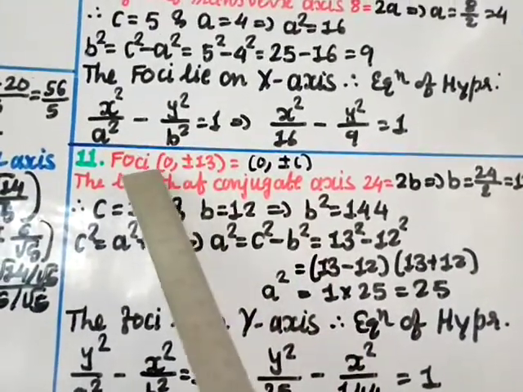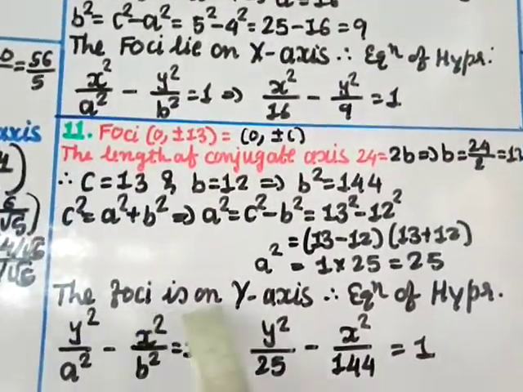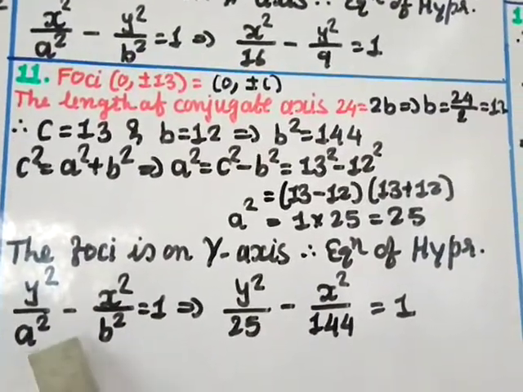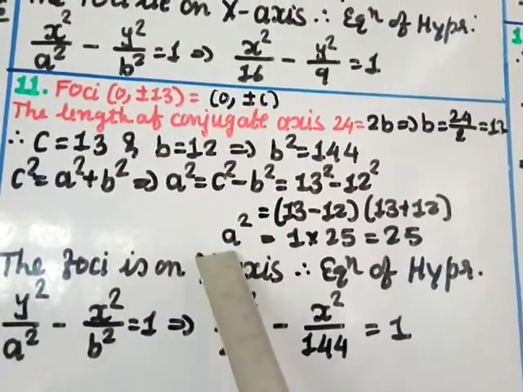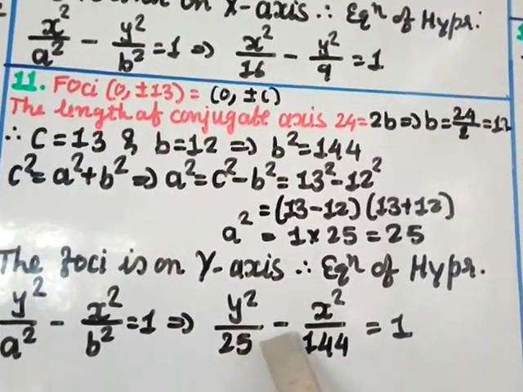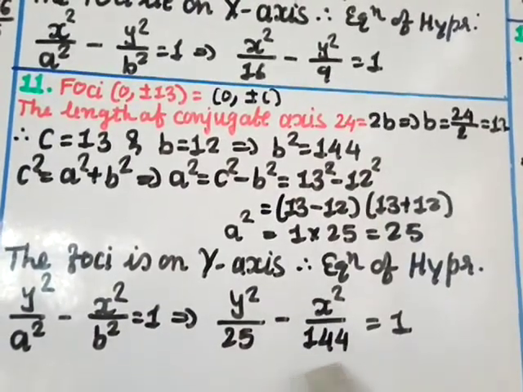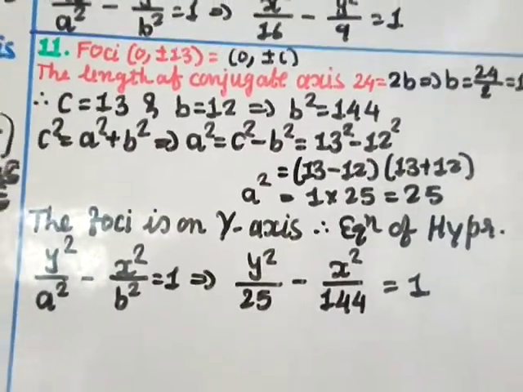Again, as I said, x coordinate is 0. That means foci are on the y axis. So foci lie on the y axis. Therefore, equation of the hyperbola is y square by a square minus x square by b square equal to 1, implies y square by a square, a square value is 25, minus x square by b square. So b square is 12 square, that is 144, equal to 1. So this is the required equation of the hyperbola.